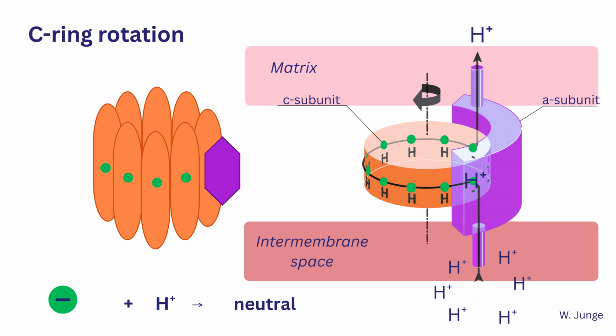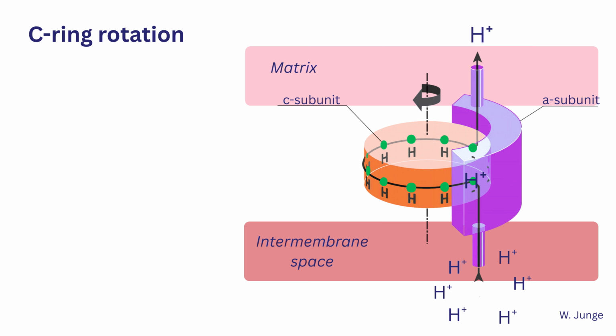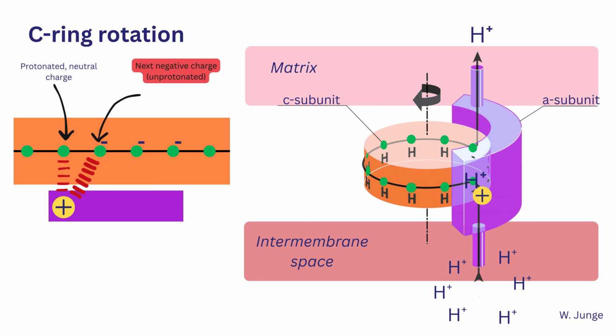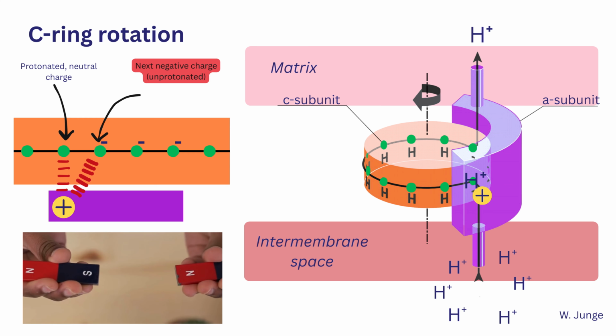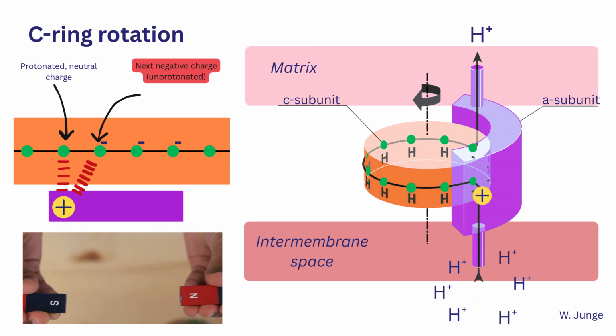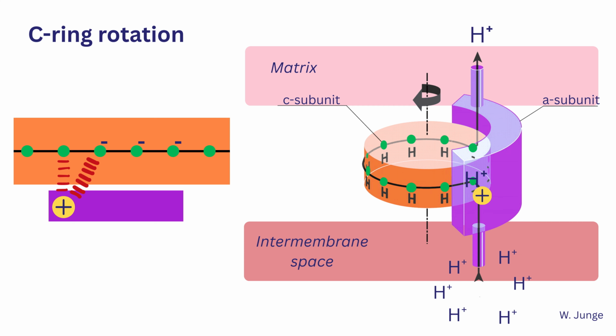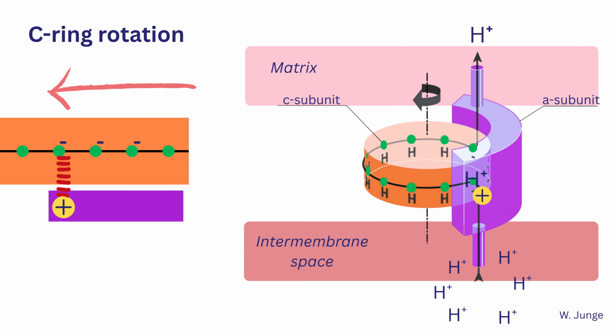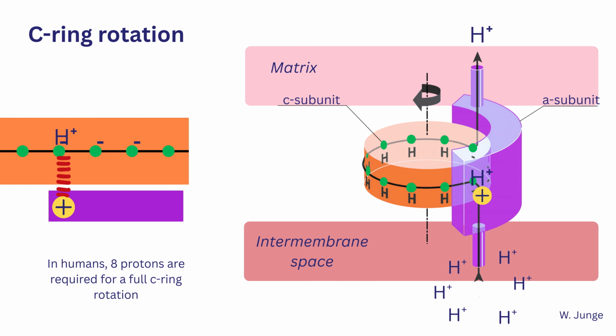Neutral charges become negatively charged again when they lose a proton on the opposite side of the ring via the second channel. In the A subunit is a positive charge, which is attracted more to the next negative charge than the neutralized charge, like how opposite poles of a magnet are attracted. Attraction of the positive and negative charges pulls the C ring to turn it clockwise, and the whole cycle repeats when another proton is taken up.